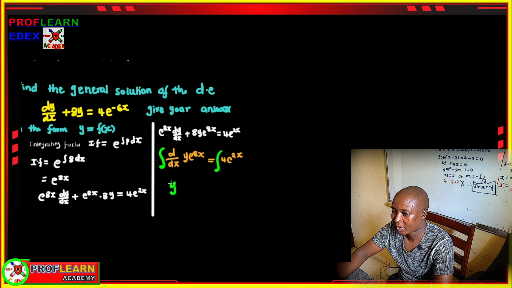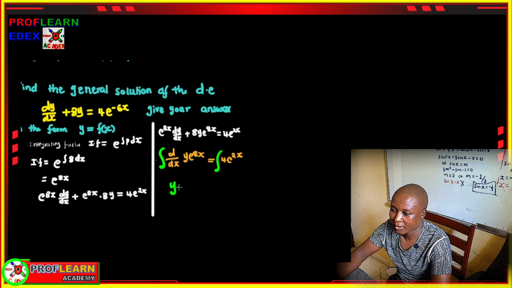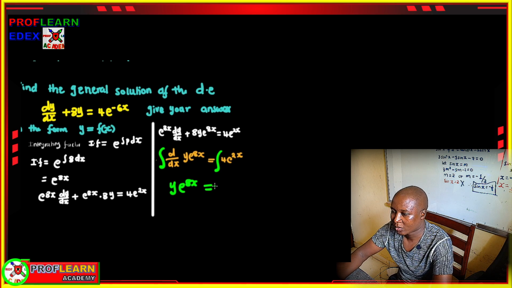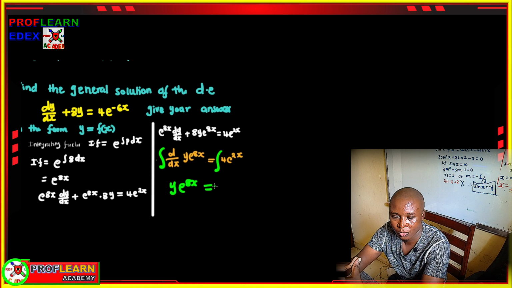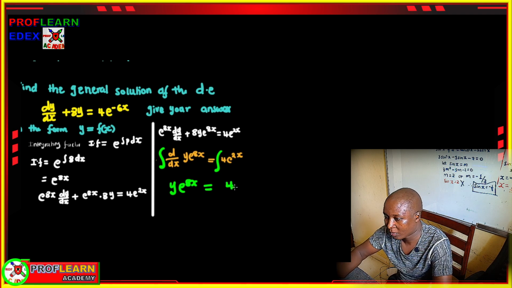Integrating both sides, we're going to cancel dx, and we're going to have y e^(8x) is equal to, integrating the exponential, you are going to divide by the derivative of the power of the exponent. If you differentiate the power here, we're going to get 2. Then we're going to say 4 over 2, and that's going to be 4 over 2 e^(2x) plus c.